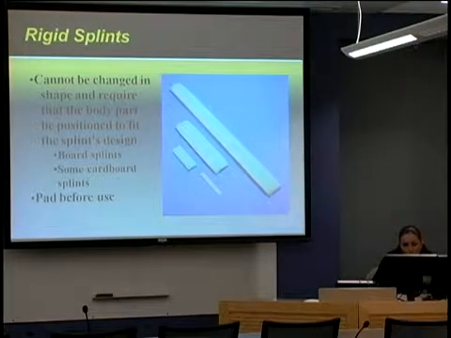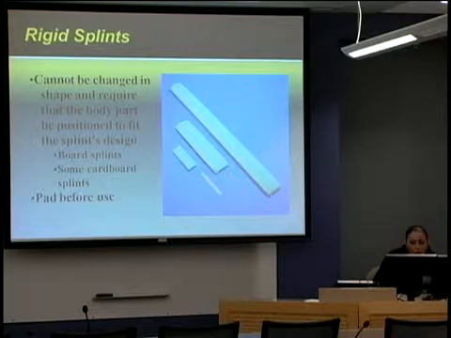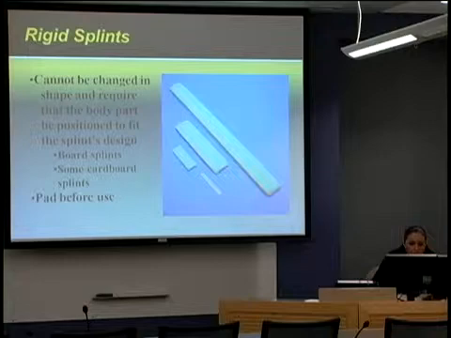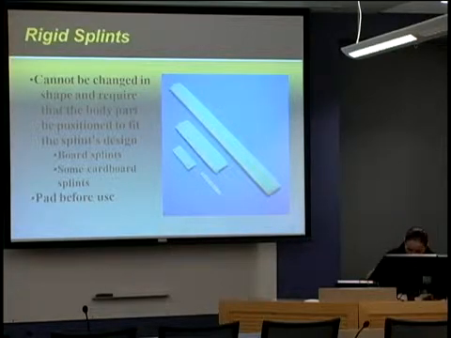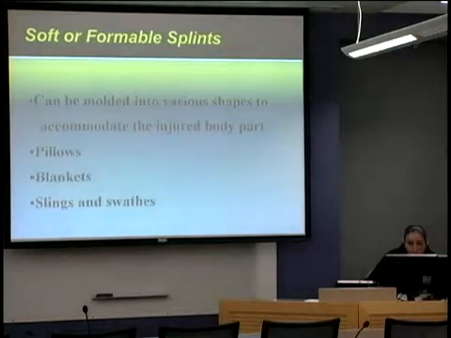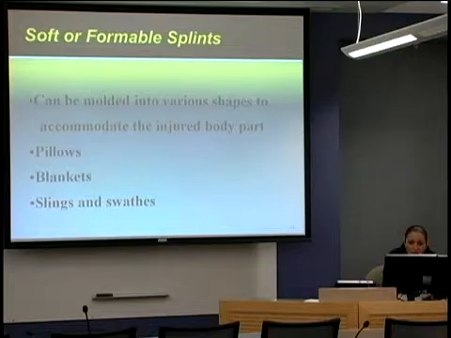This is the example of the rigid splint. Cannot be changed in shape and require that the bony part be positioned to fit the splint's design. Board splints, some cardboard splints, and you want to pad before you use them. Soft or formable splints can be molded into various shapes to accommodate the injured body part. You can use pillows, blankets, slings, and swathes.